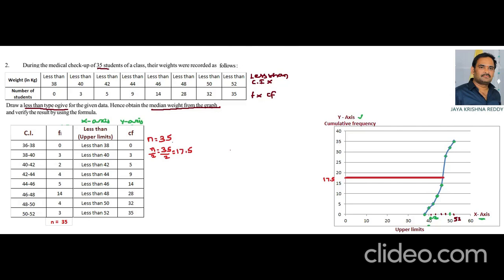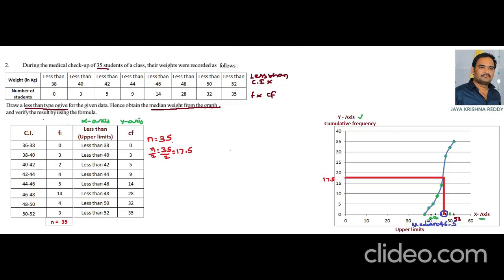And from the point where it touches the graph, draw a line which is parallel to the y-axis and which touches the x-axis. And observe where the line touches the x-axis. It touches the x-axis at 46.5. So this is the median of the given graph. So median is equal to 46.5.